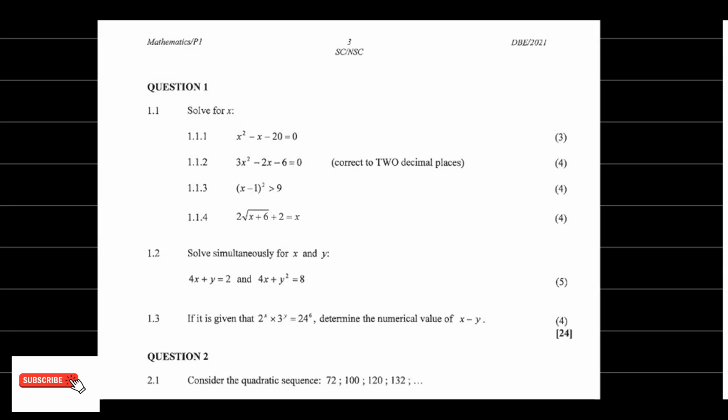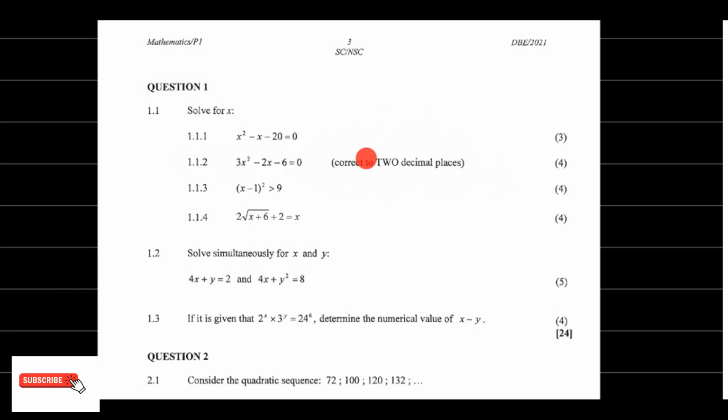Question 1.1.2. We are given 3x squared minus 2x minus 6, which is equal to 0, right? And here, obviously, we're still solving for x. And guys, they give us a hint here, right? This hint is saying that we need to correct this answer to two decimal places.